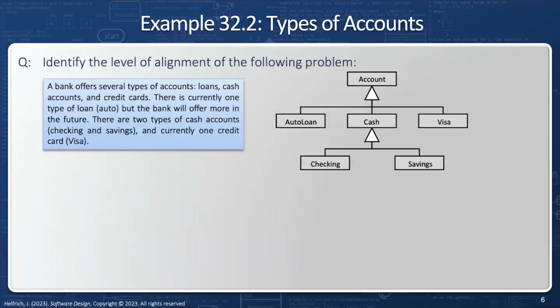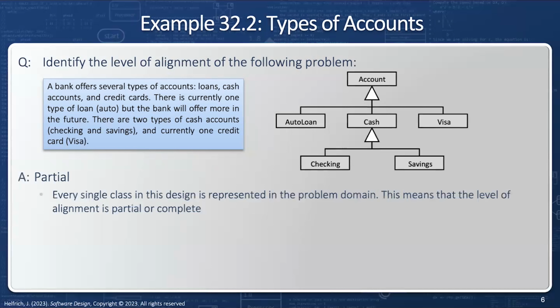Here's another example. A bank offers several types of accounts: loans, cash accounts, and credit cards. There's currently one type of loan, auto, but the bank will offer more in the future. There are two types of cash accounts, checking and saving, and currently one credit card, Visa. Let's take a look at our class diagram. We have three types of accounts: auto loan, cash, and Visa. And we have two types of cash accounts, checking and savings.